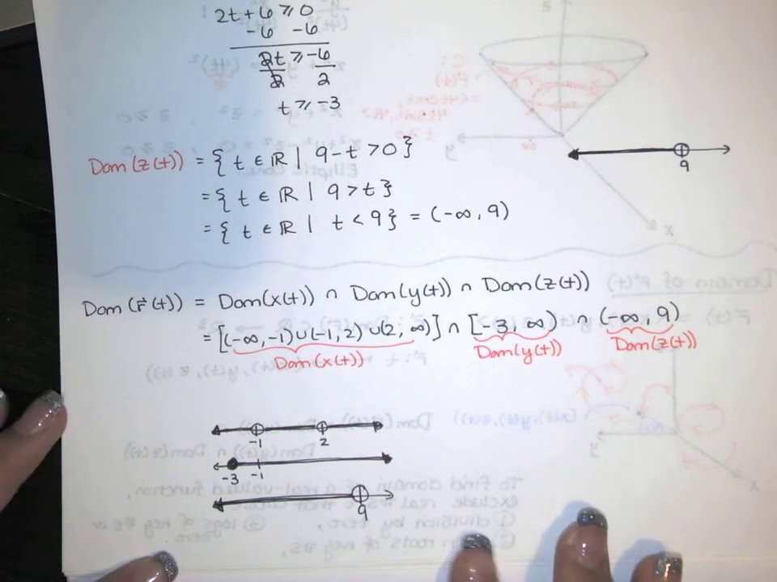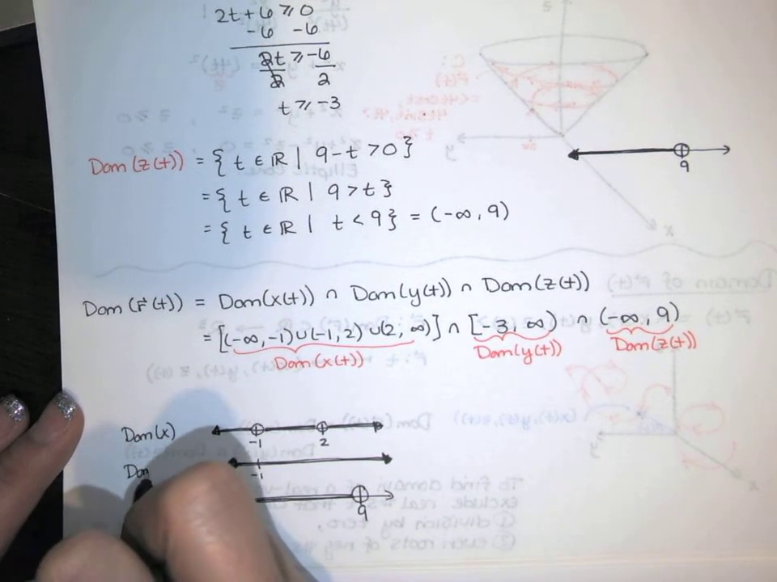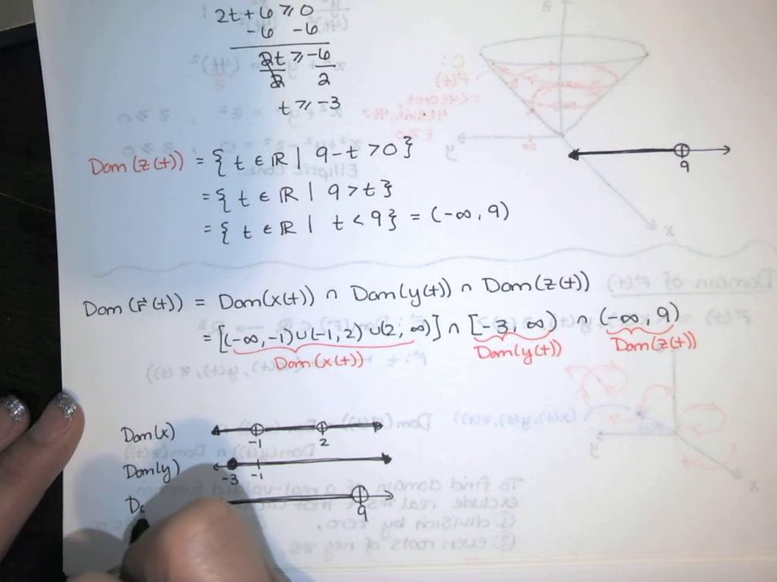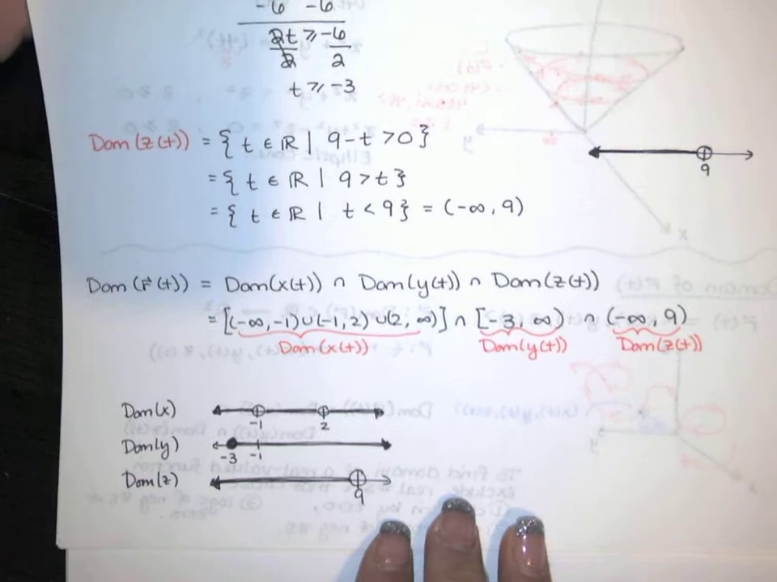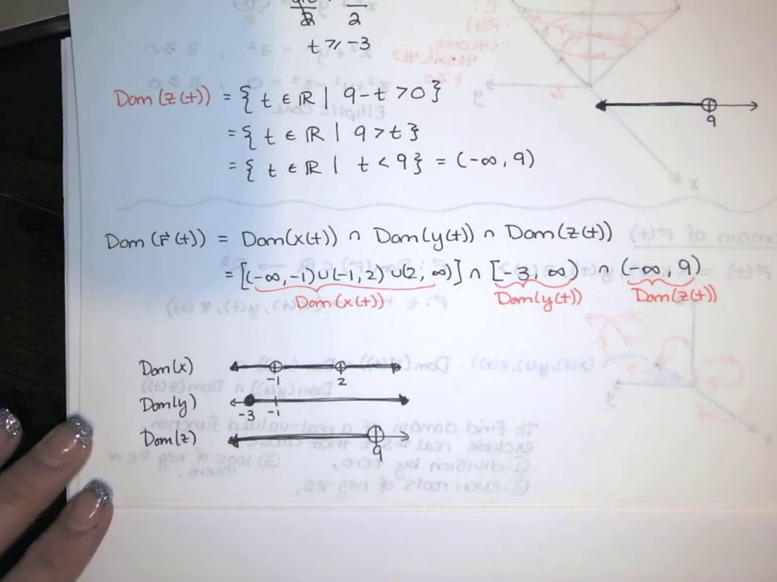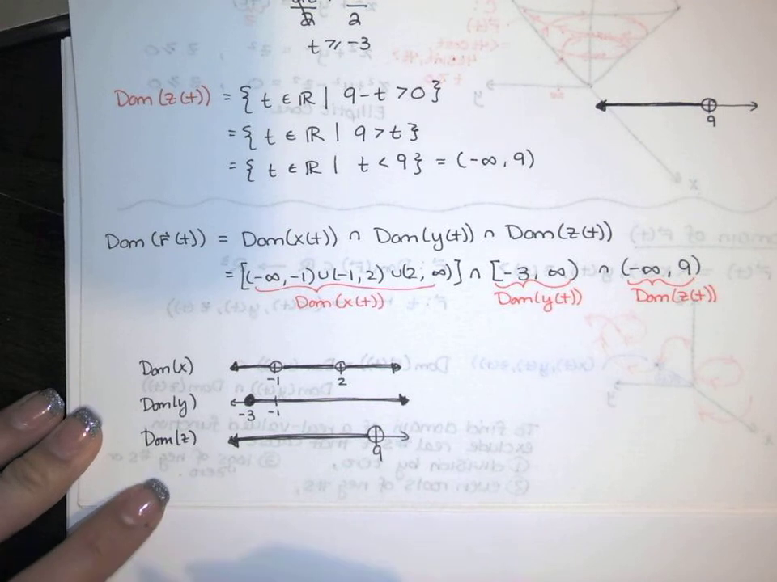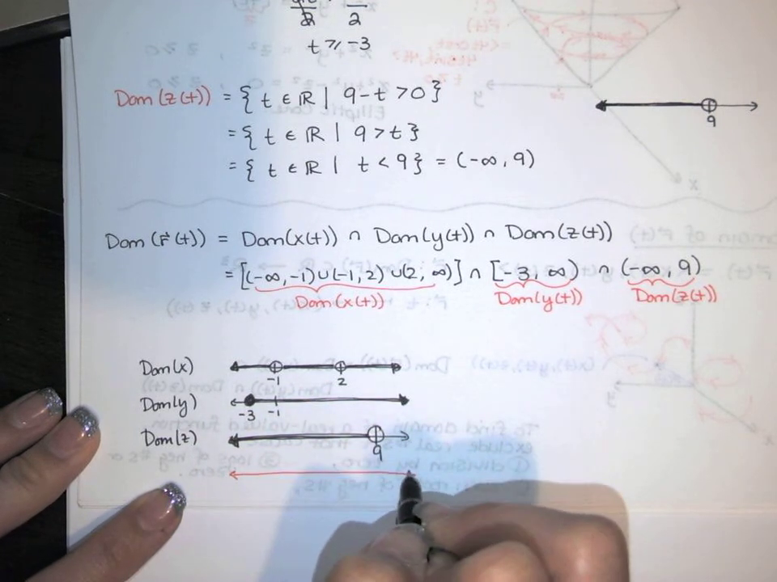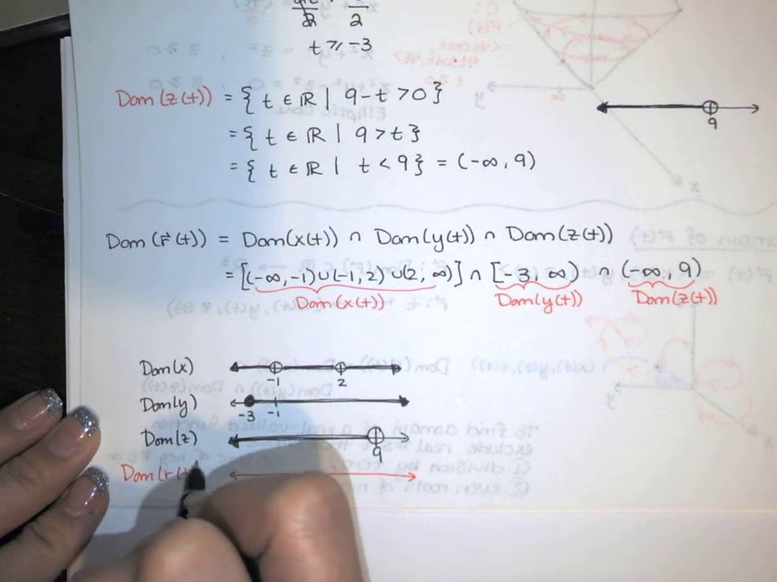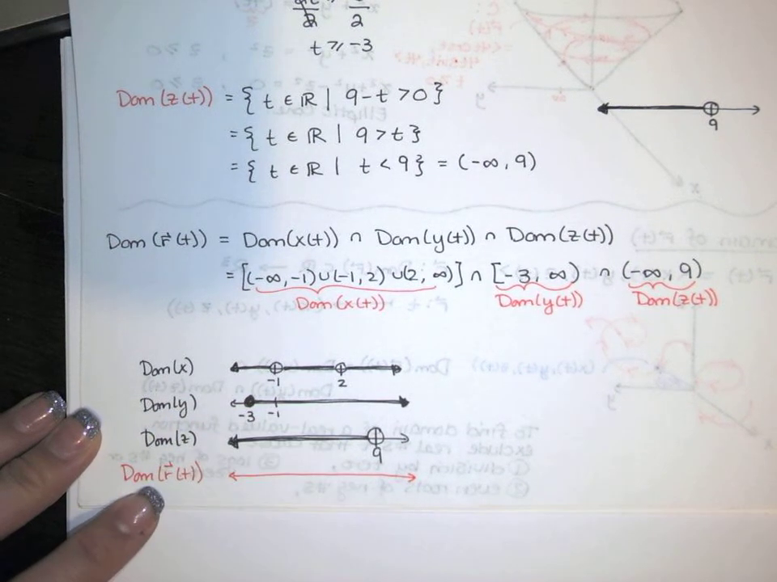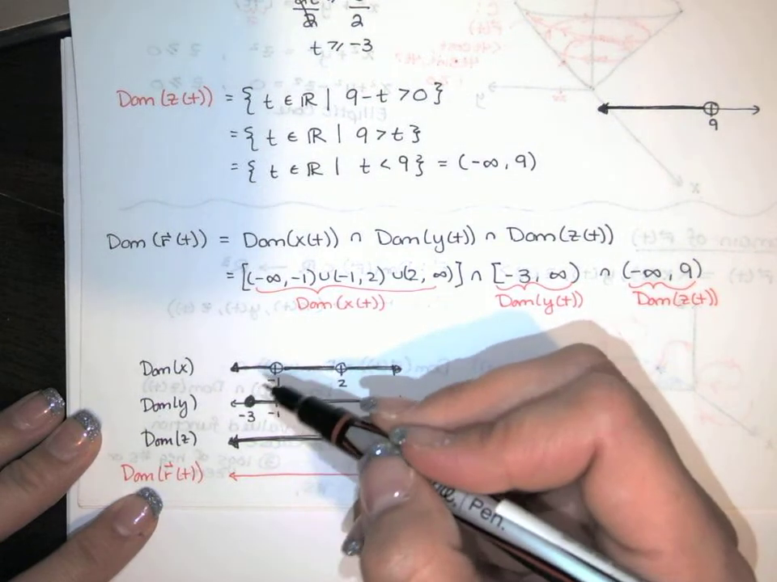We want to know where all 3 of these sets overlap. So this is x, that's the domain of y, and that's the domain of z. And remember, those are functions of t. I was getting lazy. I didn't want to write of t, x of t, y of t, z of t. Okay, so for the domain of r of t, I need t values that belong to all 3 sets at the same time.